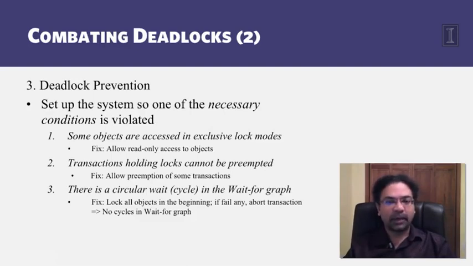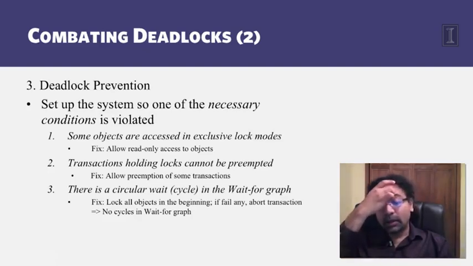Again, this would prevent deadlocks from happening. The third condition says that there is a circular wait in the wait-for graph. This can be prevented by the following approach. There are many other approaches that can be used to violate this condition, but here's one approach. A transaction locks all its objects in the beginning, so it knows all the objects that it's going to lock up front at its open transaction time, and it tries to lock all of them in the beginning. If all these locks succeed, then the transaction proceeds. If at least one of these lock attempts fails, then the transaction aborts immediately.